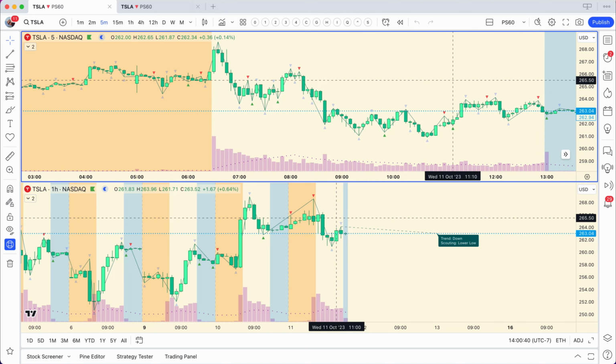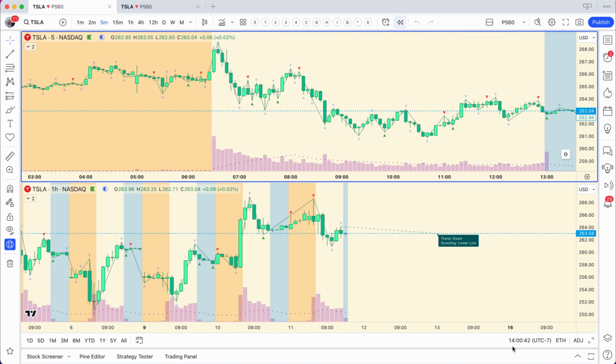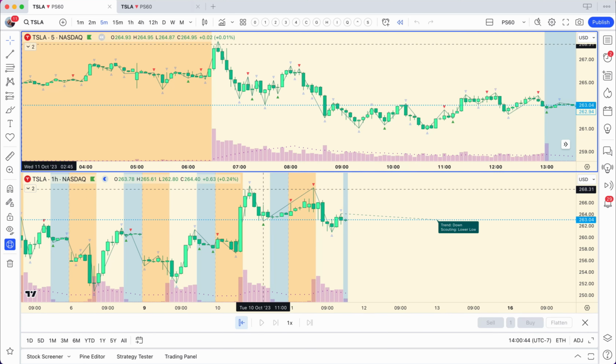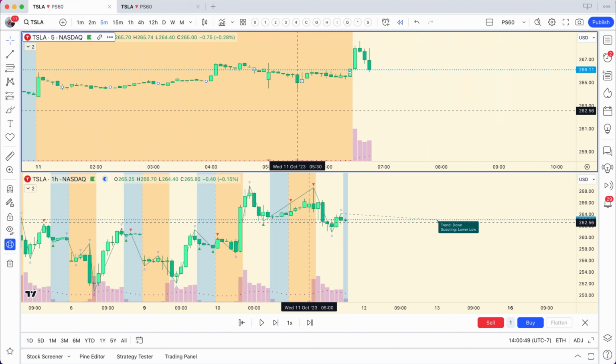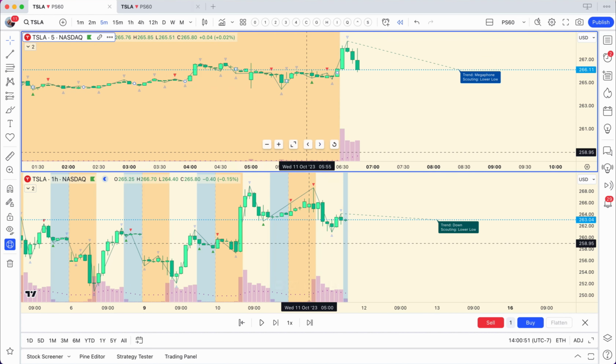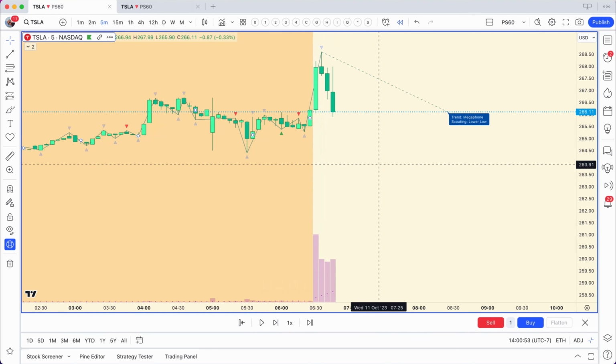So I'm actually going to use this ability here to jump back in time. And we'll go to the beginning of this day with Tesla. And I'm actually going to just enlarge this chart so you can see it better.